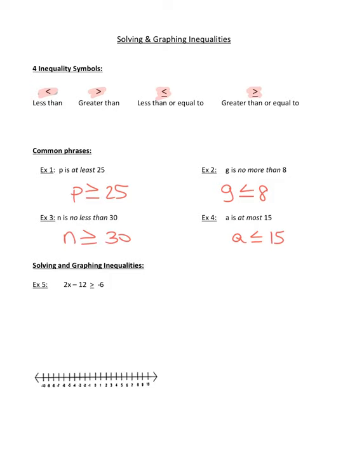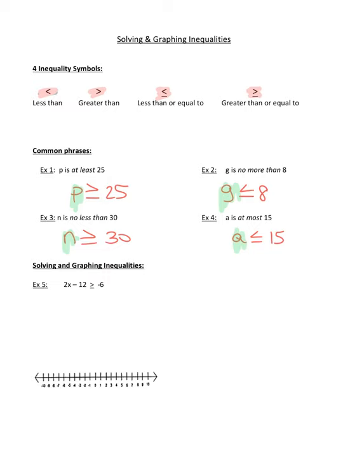Always put your variable on the left side when you're writing these inequalities. So I should have the variable on the left. They're always read from the point of view of what the variable could be, from left to right. We solve inequalities and we graph them just like we would equations.